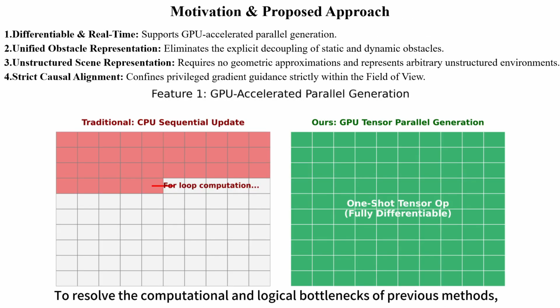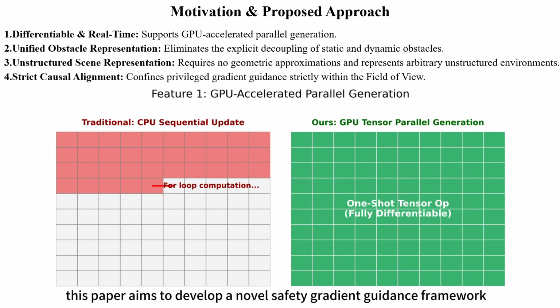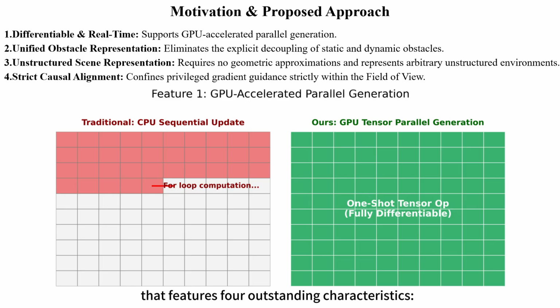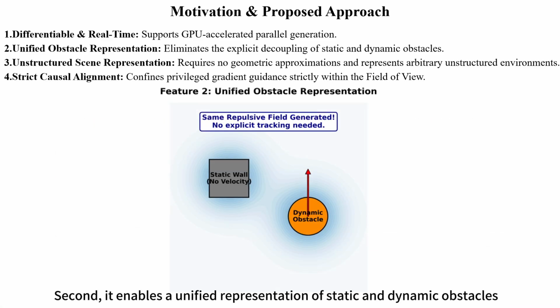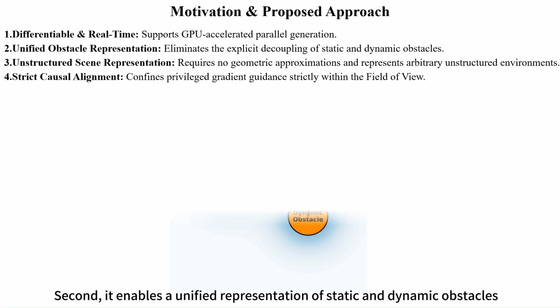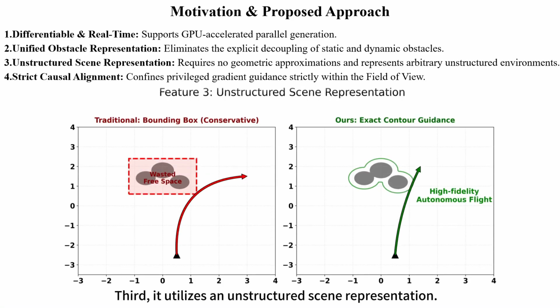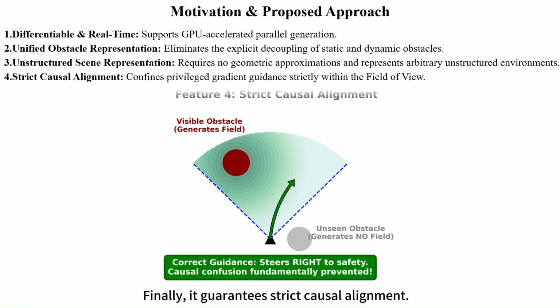To resolve the computational and logical bottlenecks of previous methods, this paper aims to develop a novel safety gradient guidance framework that features 4 outstanding characteristics. First, this framework is fully differentiable and efficient, supporting GPU accelerated parallel generation during training. Second, it enables a unified representation of static and dynamic obstacles. Third, it utilizes an unstructured scene representation. Finally, it guarantees strict causal alignment.